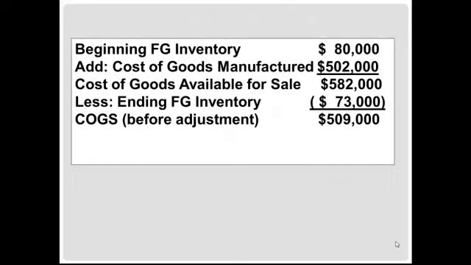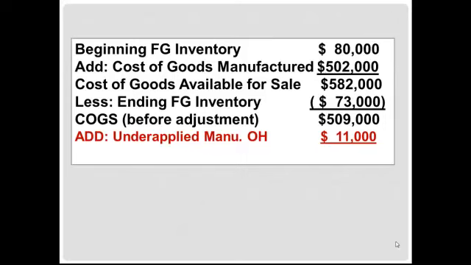Now we can go finish our schedule. This is where we left off. We will add underapplied overhead. Of course, you subtract overapplied, but we had underapplied overhead of $11,000, and that gives us cost of goods sold after adjustment of $520,000.